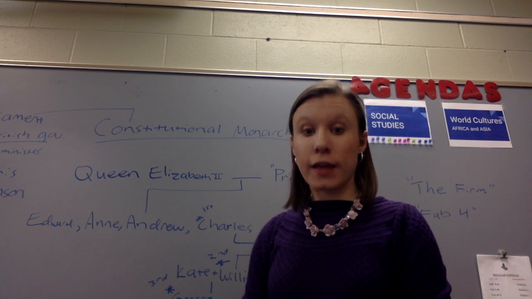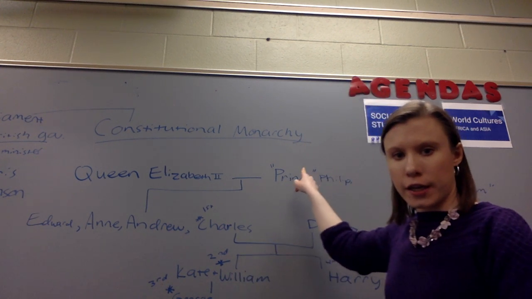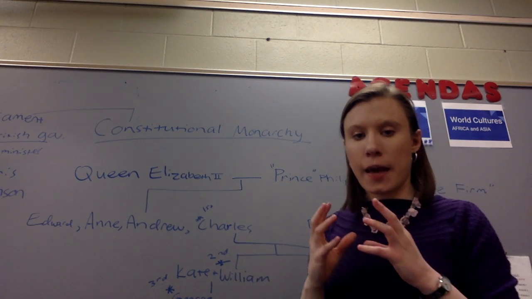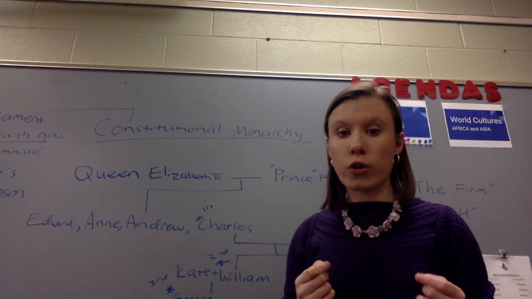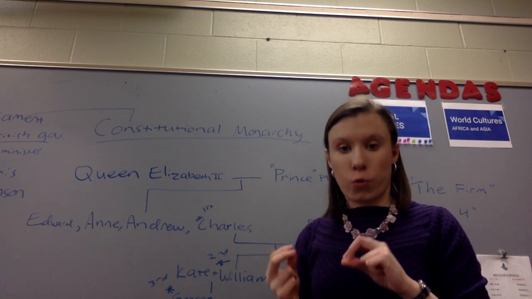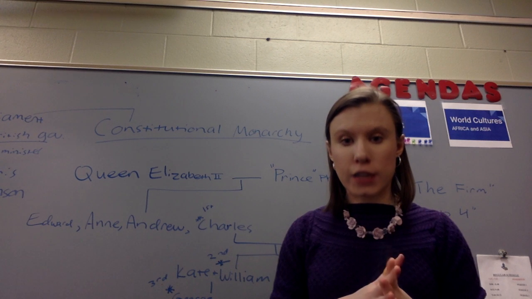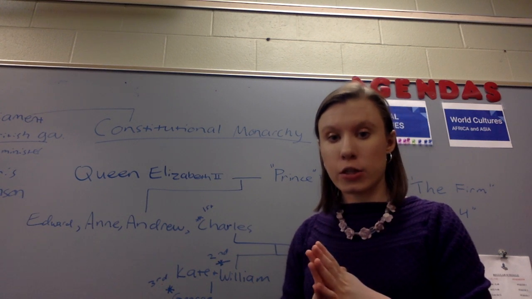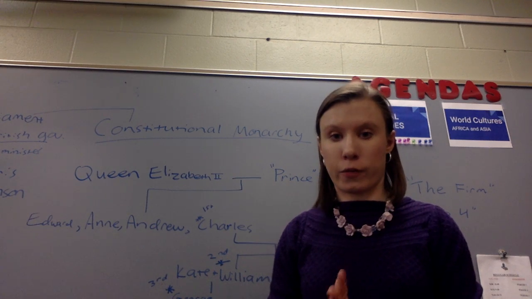Today we'll be talking about constitutional monarchy. Now, the constitutional monarchy is basically a monarch that works with the government of their country. So in this case, we're going to be talking about Great Britain, and we're going to be talking about Queen Elizabeth. And she actually works closely with Boris Johnson, who is the Prime Minister of their parliament. Now, parliament is the British government.